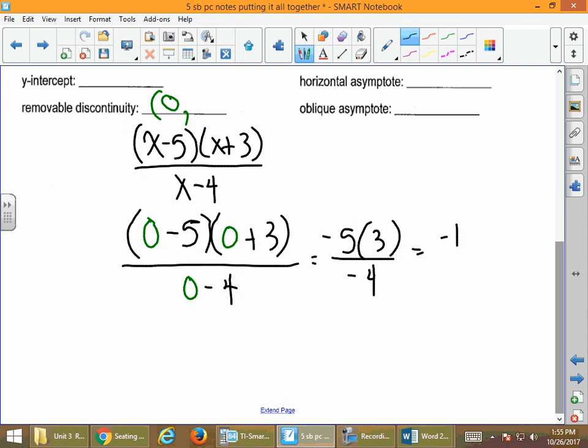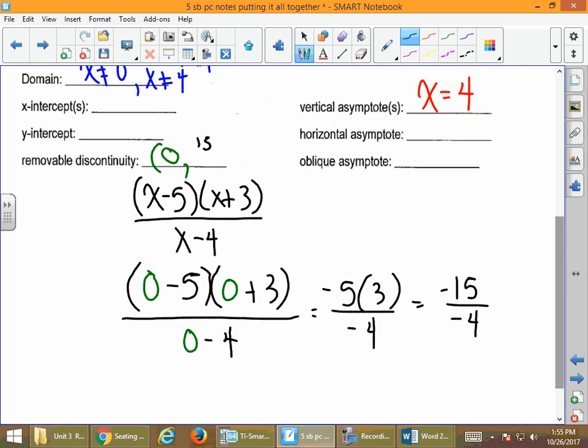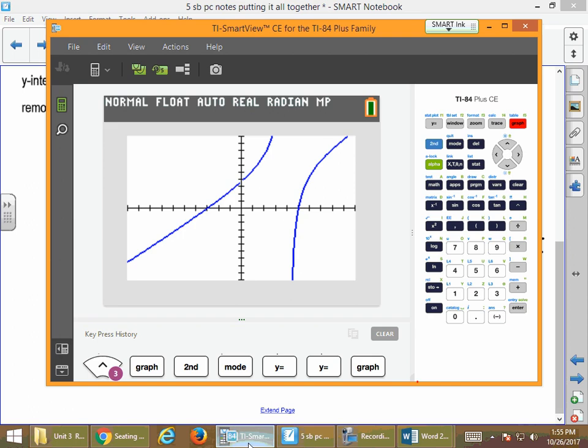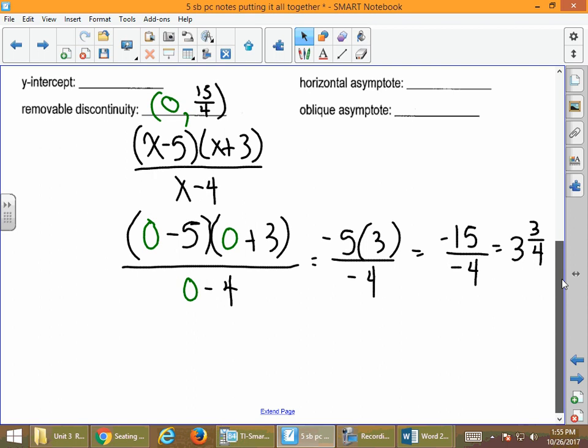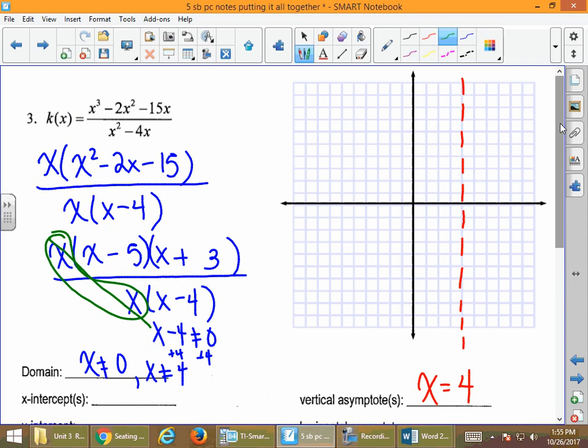So it's negative 15 over negative 4. Negative divided by negative is positive. So our y value of our removable discontinuity is 15/4. By the way, if you prefer, that is 3 3/4. And once again, if we go back to the picture on our calculator, we even have a gap there. And that's also what we're going to draw in our picture here, which is 0, 1, 2, 3, and 3/4. Somewhere right about there.